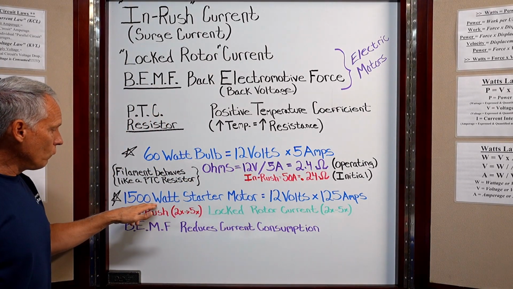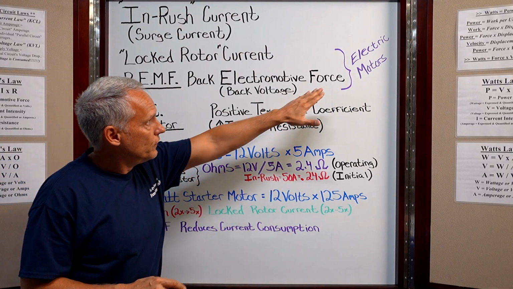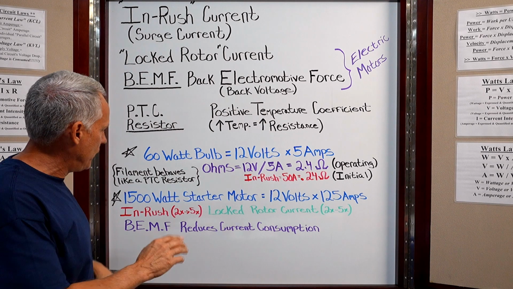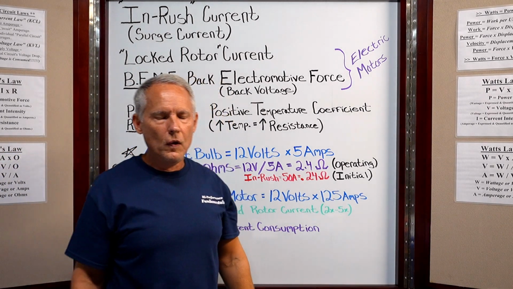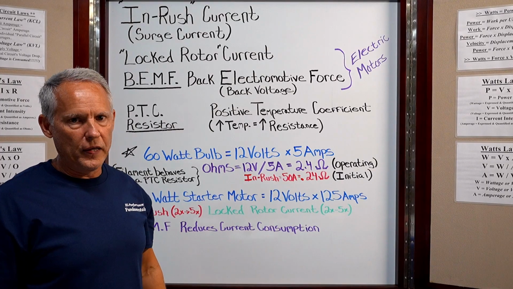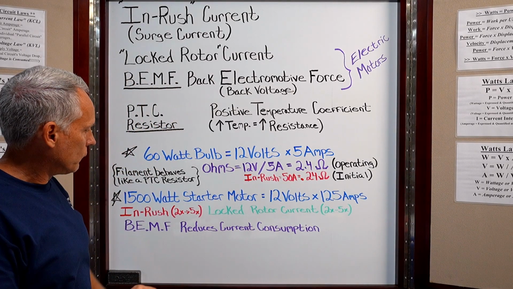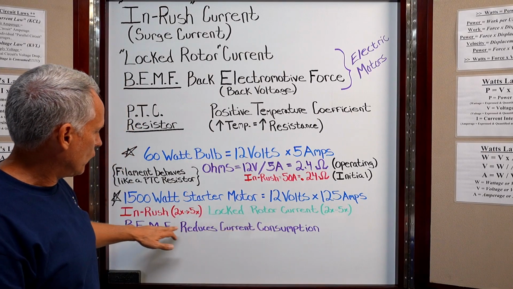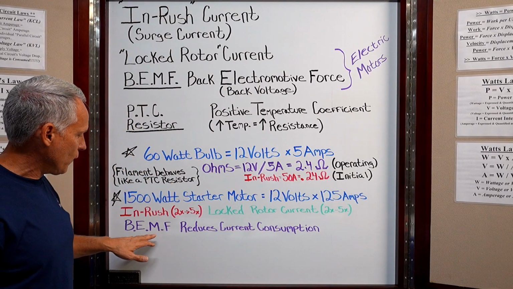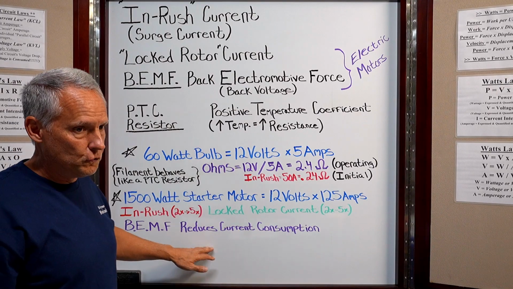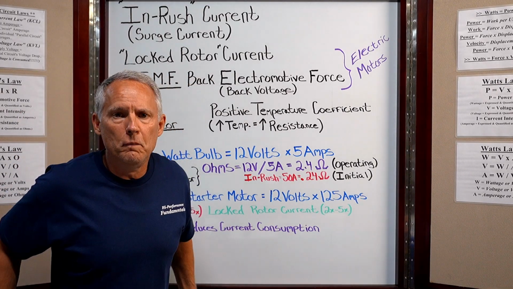So what I'm getting at is this: in an electrical motor situation, if all you did was take 1500 watts divided by 12 volts, and you came out to 125 amps, you would be wildly inaccurate. You have to take into account locked rotor current, which is going to amount to your inrush current, and you have to take into account your back electromotive force, which reduces your current consumption. How do you do that? The best way to do it is to measure it.